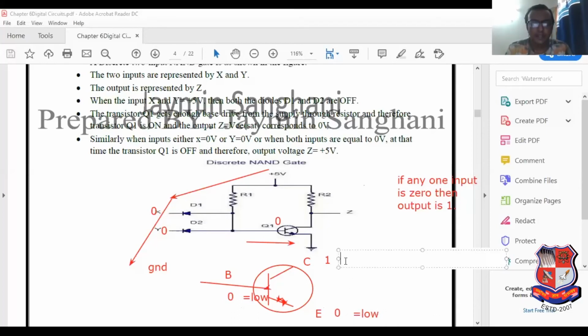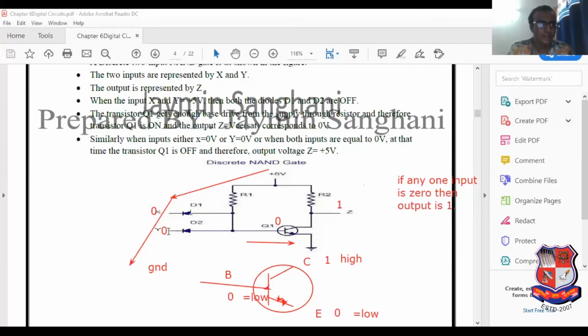But here the voltage is high. Why? Because in common emitter configuration, the output has a 180-degree phase shift. If base is low, then collector is maximum. So if we apply 0 volt here, then the output is 1 volt. For this particular case, 0, 0, the output is 1.